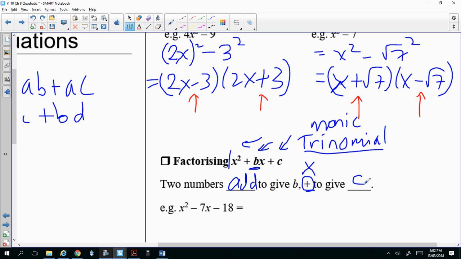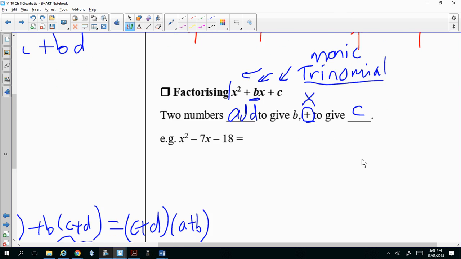Okay, good. Times to get C. So now what we do is, let's do this one. We have to find two numbers which multiply to get -18 and add to get -7. So what do we do? We look at all the factors of -18.